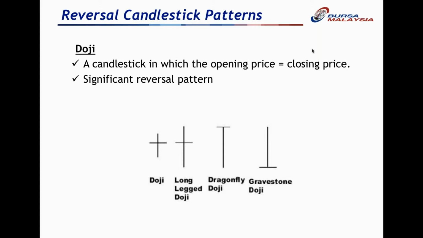The bull trader and the bear trader are fighting and they are of equal force. So that's what it means. So when you hear people say doji, it means that the opening price and the closing price are the same.